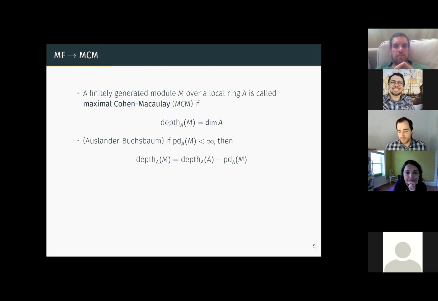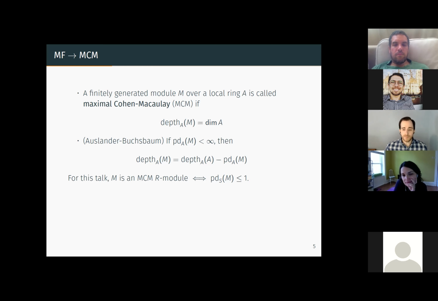And it says that if you have a module of finite projective dimension, then the depth of that module is given by the difference between the depth of the ring and the projective dimension of the module. Okay, so if you know depth, then cool. And if not, then what does this mean for us? Well, in this talk, because we're working over a hypersurface, this is going to mean that a module is maximal Cohen-Macaulay over R if and only if it has projective dimension 1 over S, the starting ring. And well, less than or equal to 1, but we'll sort of avoid free modules for the time being.